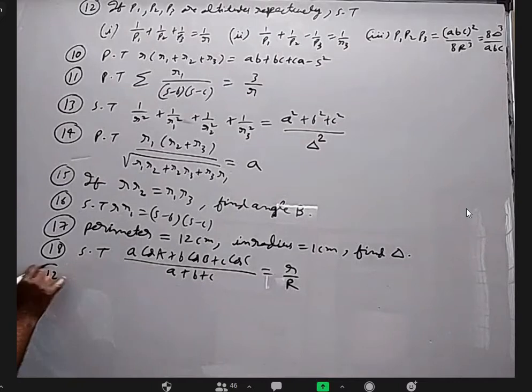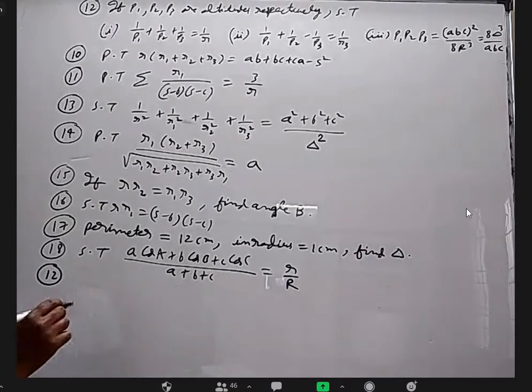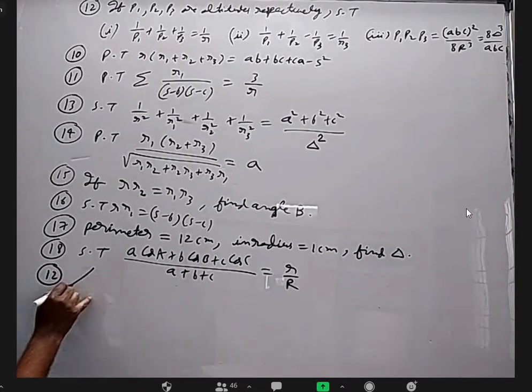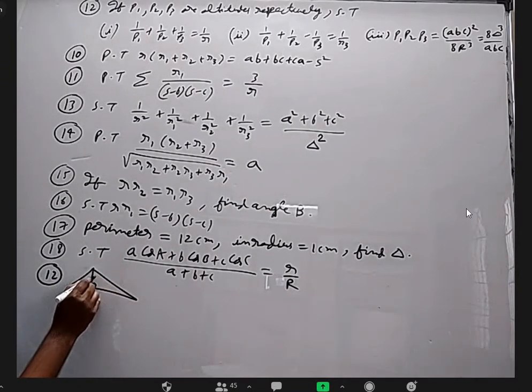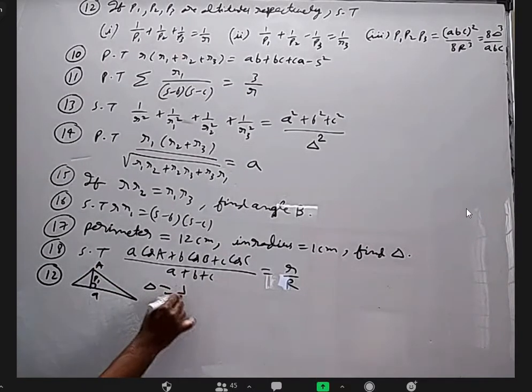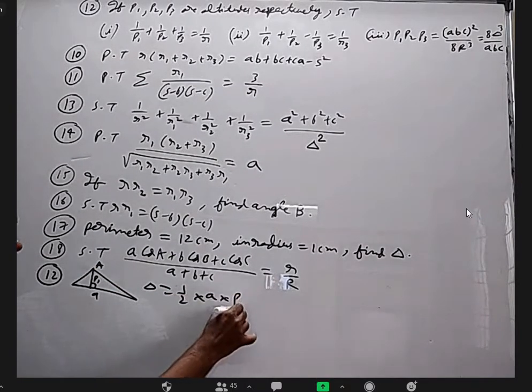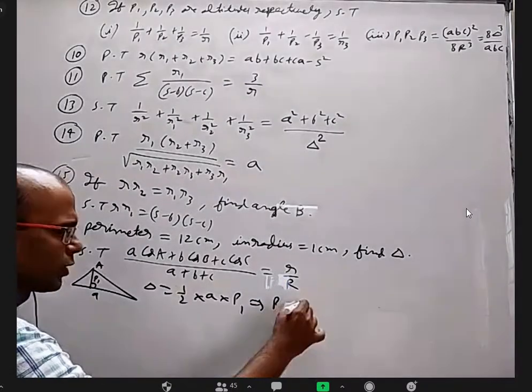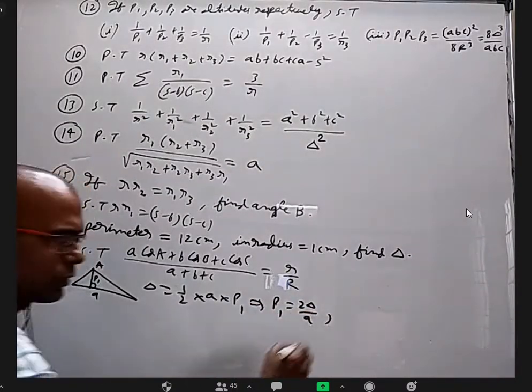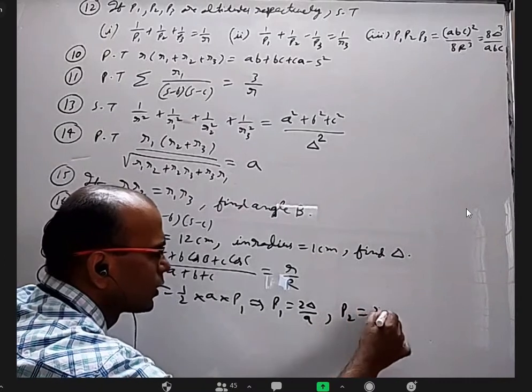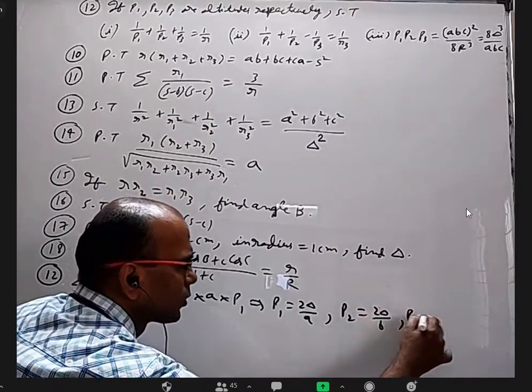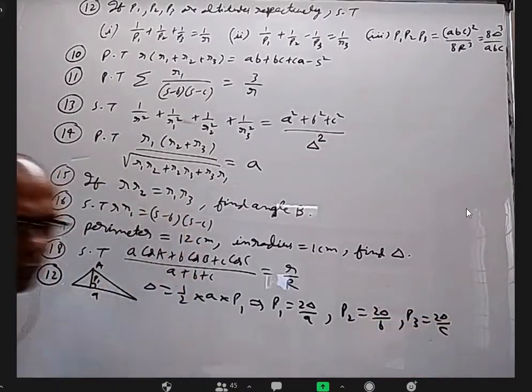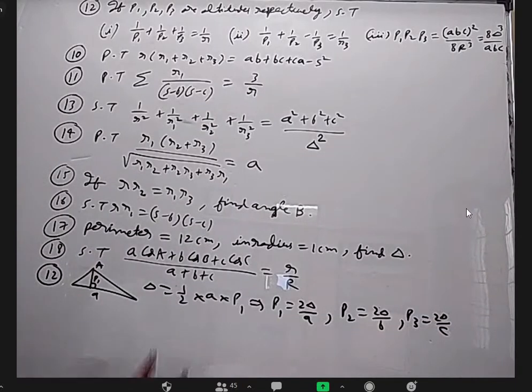Okay, 12th one. I think in one previous question also we used the altitude. P1 formula is 2 delta by A. How is that? If we take a triangle and this altitude is P1 and this base is A, delta equals half into base into height. Based on that, we'll get P1 is 2 delta by A. Similarly, P2 will be 2 delta by B and P3 will be 2 delta by C. For the board exam, if required, you just write this much and say P1 is this, similarly P2 and P3.